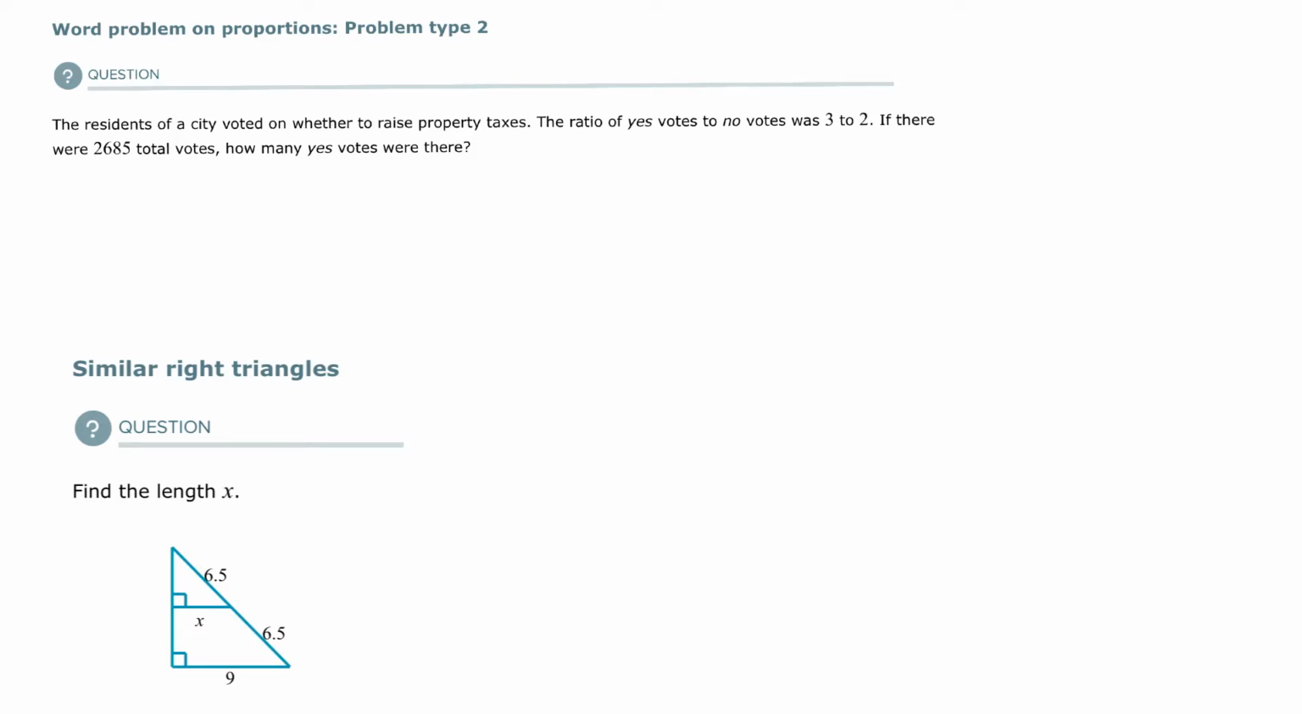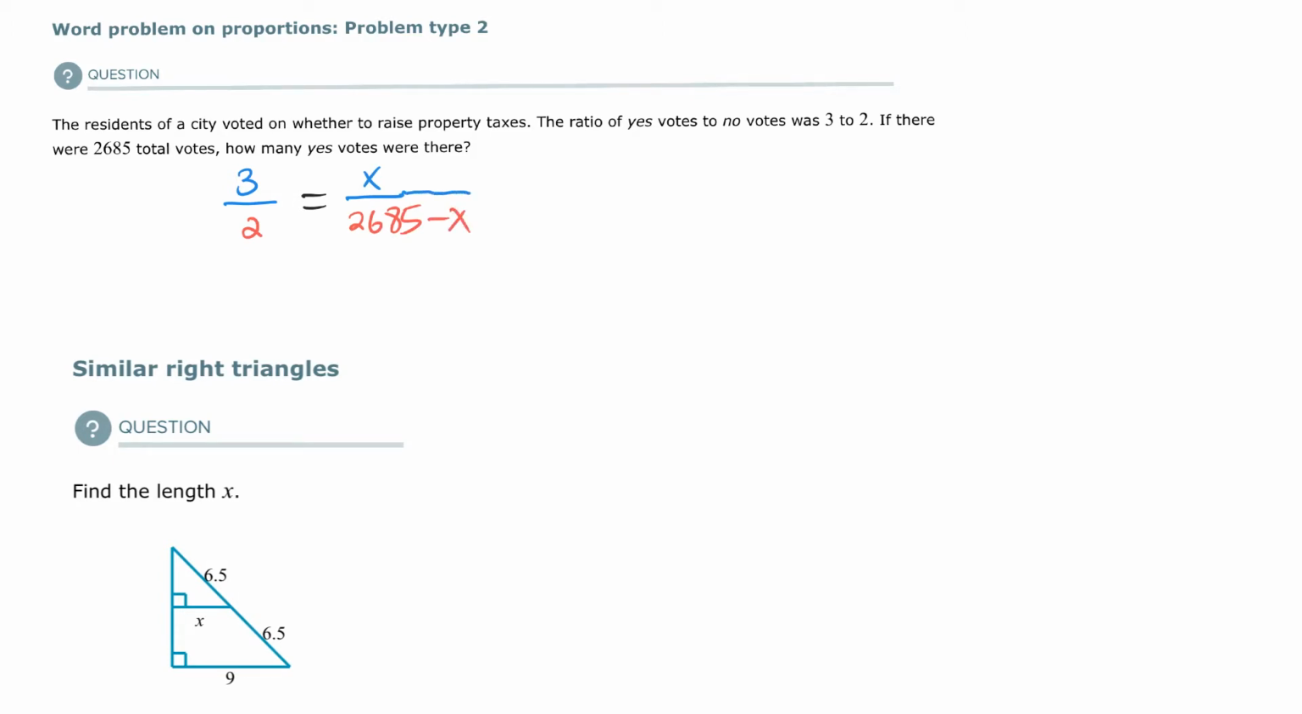Let's write out some ratios. And so we could have 3 yeses to 2 no's. And we want to know how many yeses there are. So let's say x is the number of yes votes out of what? Out of a total of 2,685 votes. So how many no votes are there? Well, the no votes must be 2,685 subtract the yes votes.